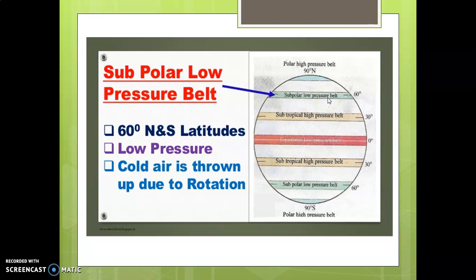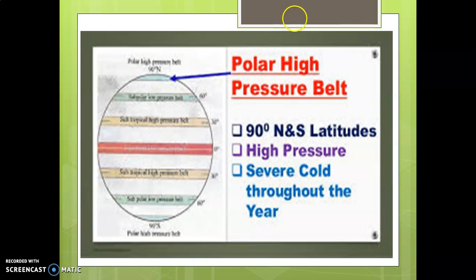So we can say cyclonic storms occur in this belt, and this is the belt where low pressure exists. Next is the polar high pressure belt. The polar high pressure belt is just around the North Pole and the South Pole, 90° north and south latitude in both the hemispheres. High pressure exists in this belt.